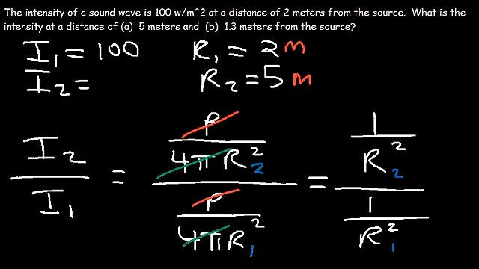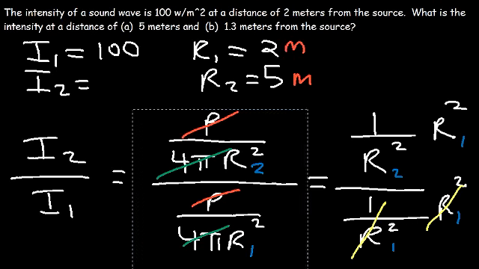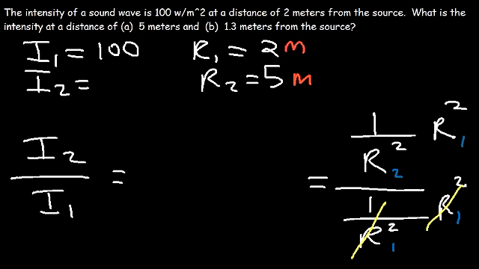Now let's multiply top and bottom by R1 squared. If we do that, these two will cancel. And so we're going to have the equation I2 over I1 is equal to R1 squared divided by R2 squared.